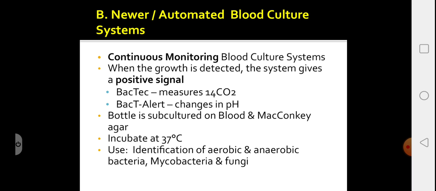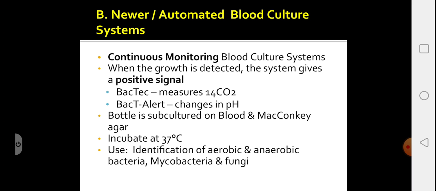Looking into newer or automated blood culture systems, these systems perform continuous monitoring of the blood culture bottle. The bottles are monitored every 15 to 20 minutes to detect growth, and once there is growth of bacteria, a positive signal is given by these instruments. These instruments include BACTEC and BacT/ALERT bottles, which measure the carbon dioxide production from the microbe. Once they give a positive signal, the bottle is subcultured onto solid media, that is blood and MacConkey. And again, these solid media are incubated at 37 degrees centigrade to identify the pathogen.